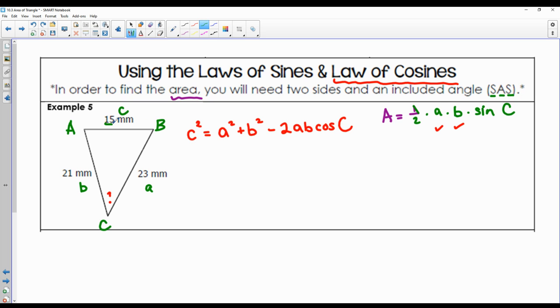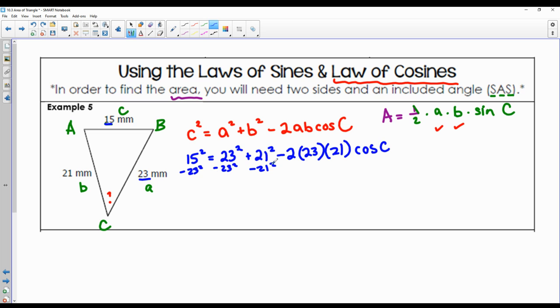Little c here is 15 squared, which is equal to little a, which is 23 squared, plus little b, which is 21 squared, minus 2 times a, which was 23, times b, which is 21, times the cosine of angle C. This is our missing part right here, so we're going to try and get that by itself. We're going to subtract 23 squared from both sides and also subtract 21 squared from both sides, so those are just going to be gone.